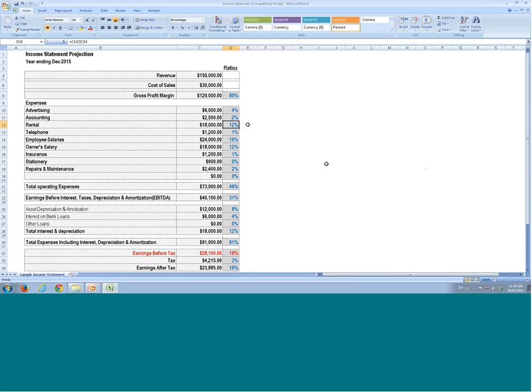So let's look at rental. Rental is 12% of revenue. Is that high? Well, it depends on the industry. So you would make comparisons against other people in the industry and determine if you're paying a fair rental. Employee salaries is something else you could measure. So you could measure all of these ratios, and it'll tell you what you need to do to improve your business. So this is what I like about these percentages.